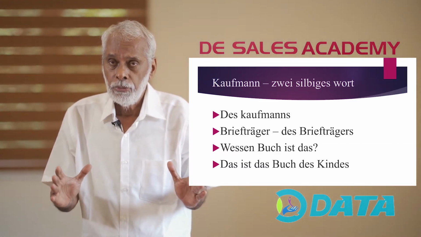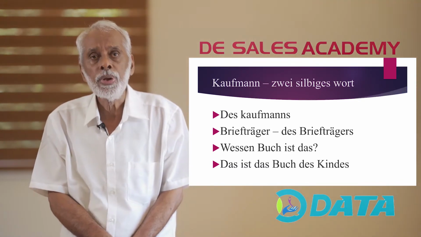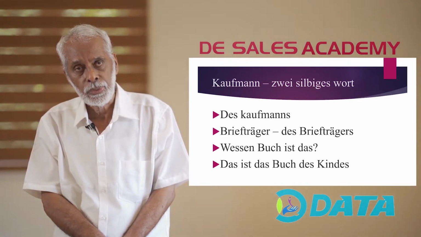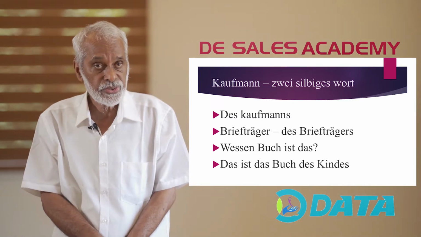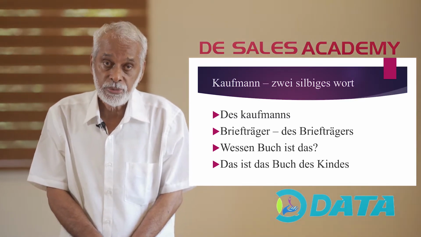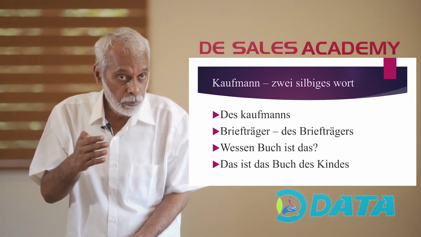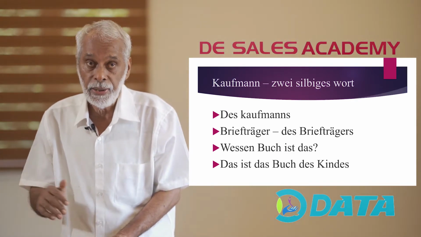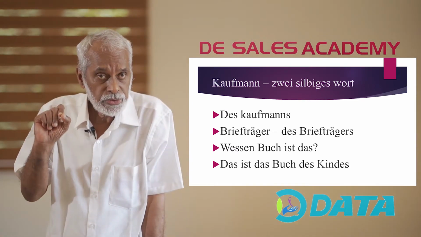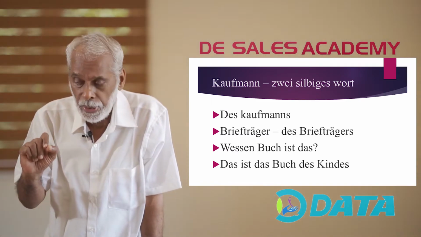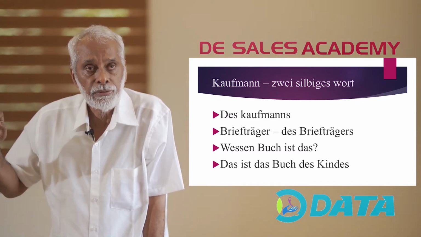Now we come to the question, wessen Buch ist das? Whose book is that? Answer is, das ist das Buch des Kindes. That is a book of the child. So what do we learn from here? Any question with wessen, in the answer there has to be a genitive case.